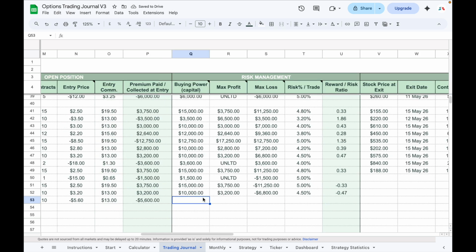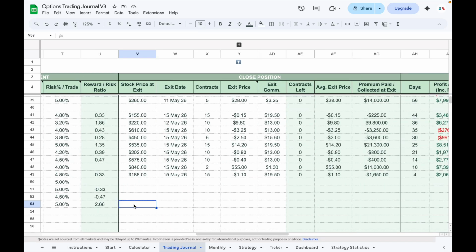Under the risk management section, enter the buying power, the amount of capital reserved by your broker for holding this trade. Enter the maximum profit of the trade, the maximum loss of the trade, and the risk percentage per trade. The reward-to-risk ratio will be automatically calculated based on the maximum profit and loss you enter.